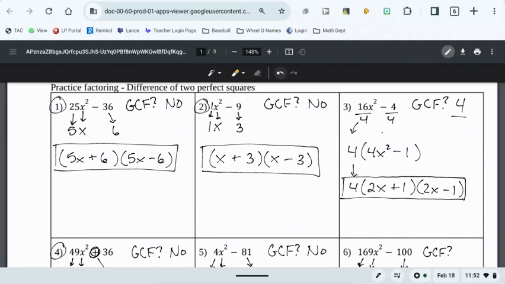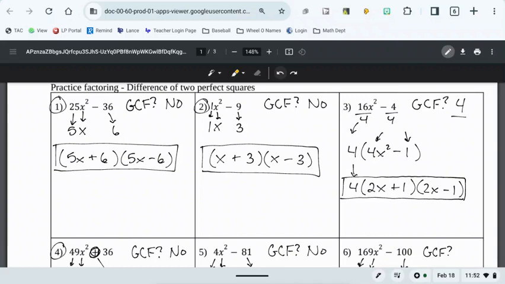So we have a GCF of 4, and when we take out that GCF of 4, we still notice that we have a perfect square of 4x squared, and then a perfect square of 1. 1 is a perfect square because the square root of 1 is 1. So don't forget that GCF should come down on the outside, and then the square root of 4 is 2. Square root of x squared is x, so we have 2x plus 1 and 2x minus 1.